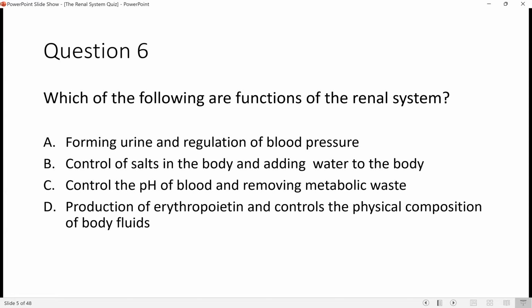Looking at any question like this, normally there's one or two that you know are wrong. So that will just leave you your choice of the right one from what's left.